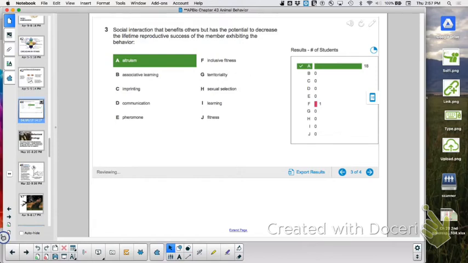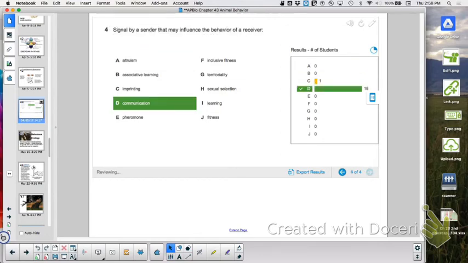What's inclusive? Inclusive fitness would be like kin selection. This one is saying benefits others and has the potential to decrease lifetime reproductive success of the member exhibiting. That is defined as altruism, is you being limited. Did we say it even actually exists? Probably not. Probably there is no altruistic behavior.